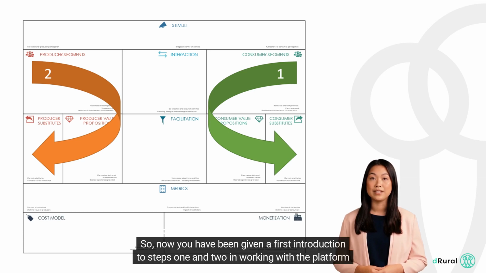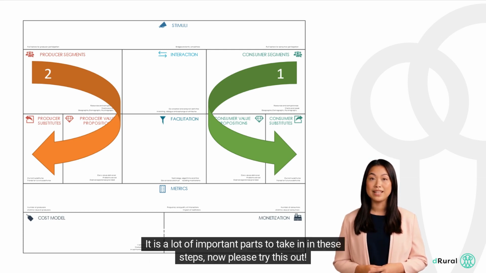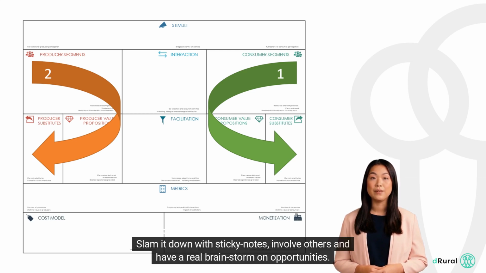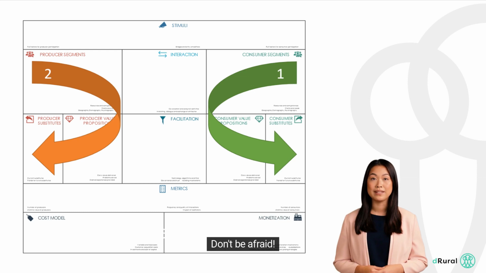So now you have been given a first introduction to steps 1 and 2 in working with the platform canvas. It is a lot of important parts to take in these steps. Now please try this out. Play and experiment with it. Focus first on diverging on information. Slam it down with sticky notes, involve others, and have a real brainstorm on opportunities. Then converge and summarize, before you diverge again. Don't be afraid.